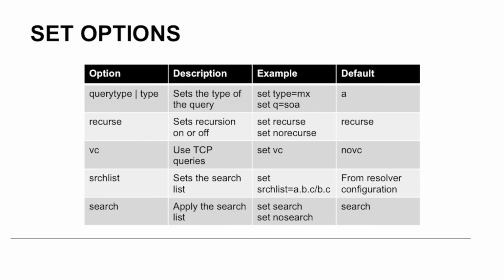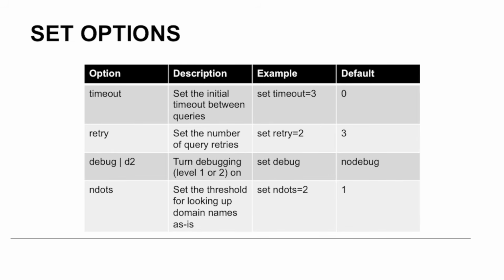Search list, which sets the search list. By default, that's set from the resolver configuration. Use a slash to separate elements of the search list. Search, which tells nslookup to apply the search list. By default, that's on. Timeout, which sets the initial timeout between queries. By default, that's 0. I believe that means the initial timeout is set from the system resolver, but I'm not sure about that. Retry, which sets the number of query retries nslookup will send. By default, that's 3.